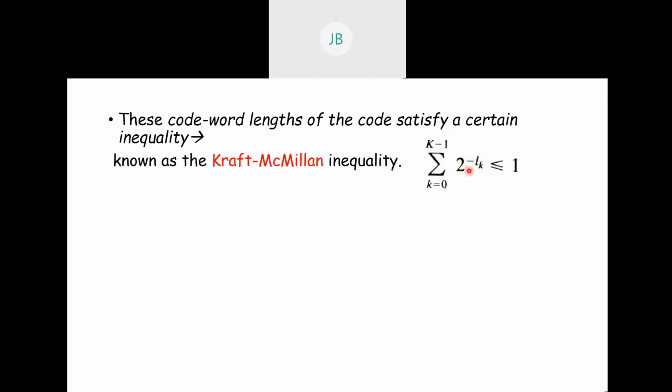So 2 power minus Lk, when you consider it for every symbol, the total summation must be less than or equal to 1. This is the Kraft-Macmillan inequality. This condition should be satisfied for the prefix code. And when you see this relation here, does it represent something else? Can you remember that? Or do you have any intuition here? For example, a total summation of something is less than or equal to 1. Is it similar to probability?